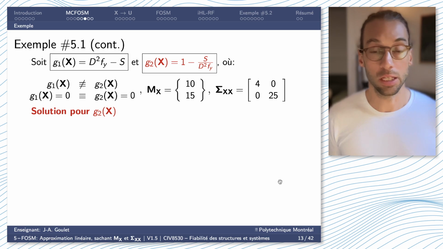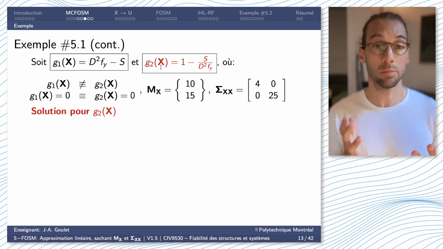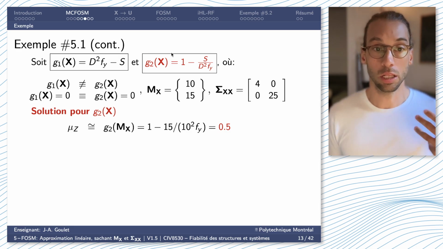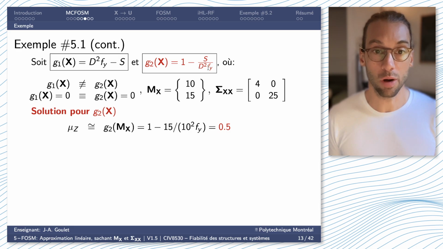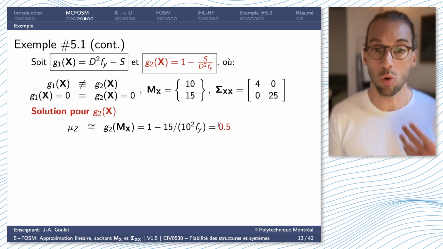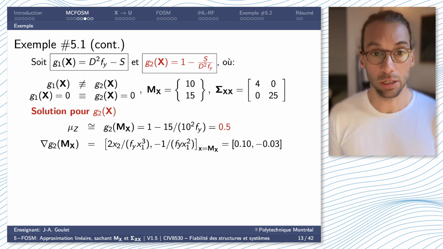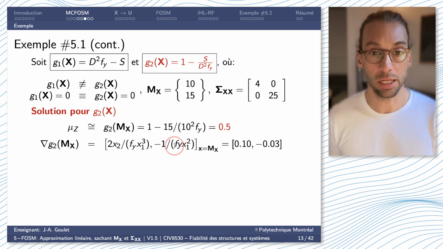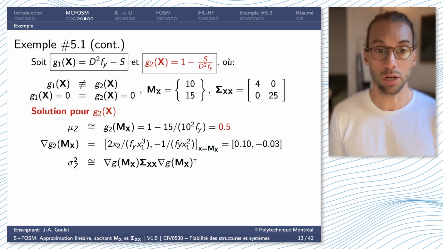If we now evaluate the same solution with the second limit state function, this is also an admissible one. In that case, we compute the mean, we evaluate the limit state function at the expected value. So 1 over 15 divided by 10 squared times f of y. That's now going to give me 0.5 for the mean. The gradient, I differentiate this function first with respect to d. That's going to give me this term. We then differentiate with respect to s. That's going to give me this term. If we evaluate numerically by replacing the value at the expected value, I'm going to get 0.1 and minus 0.03.